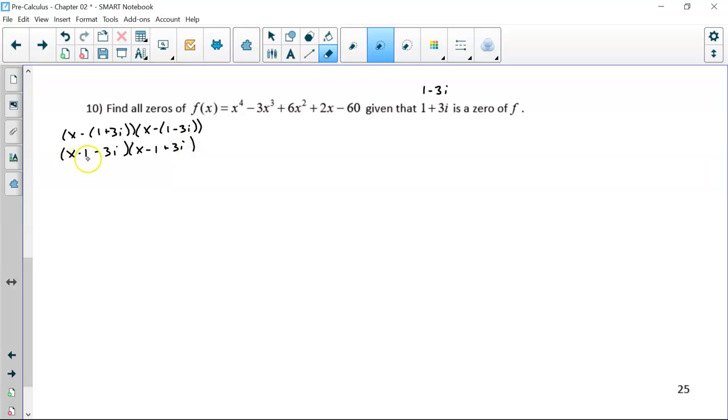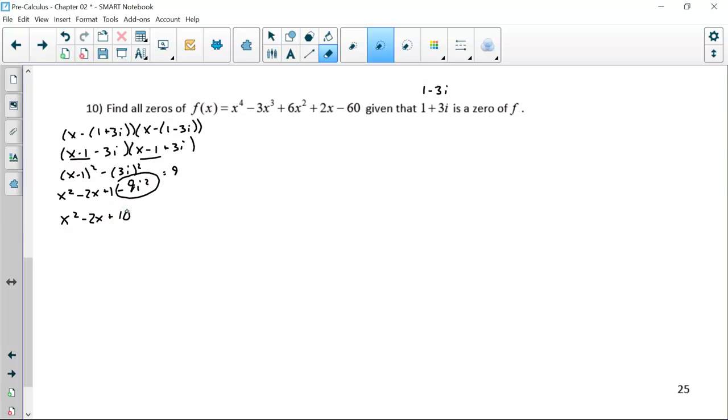So I'm going to use that method where I group together the x minus 1. So it's going to be x minus 1 squared minus, and then we square the 3i's. When I square x minus 1, I get x squared minus 2x plus 1 minus, and when I square the 3i, I get 9i squared. And negative 9i squared is equal to a positive 9. So it's x squared minus 2x plus 10.